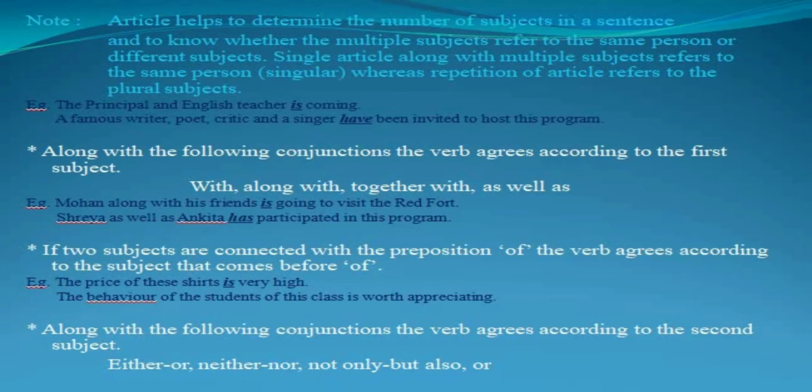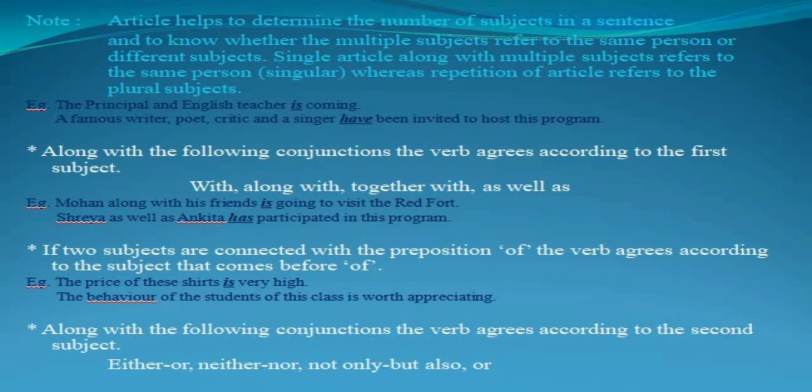If the sentence had been like this, the principal and the English teacher, then they would have been two different subjects, and we would have used a plural verb. But here the article is given only once, so it is the same person, so we have used here a singular verb is.